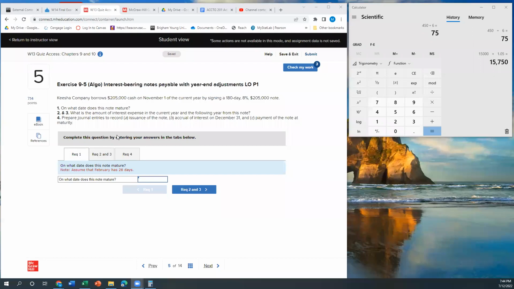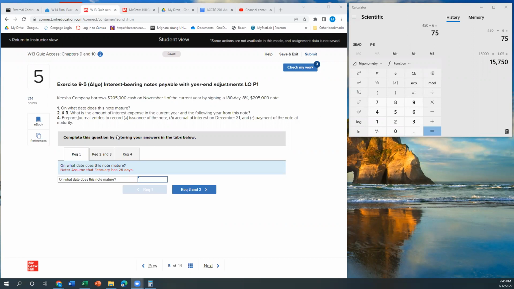Hey everybody, so here's problem number five on the week 13 quiz, the chapter 9 and 10 quiz. Here we have some interest-bearing notes. Keisha Company borrows $205,000 in cash by signing a 180-day, so that's pretty short term, right? That's just 6 months. 8%, $205,000 note, and they did it on November 1st.